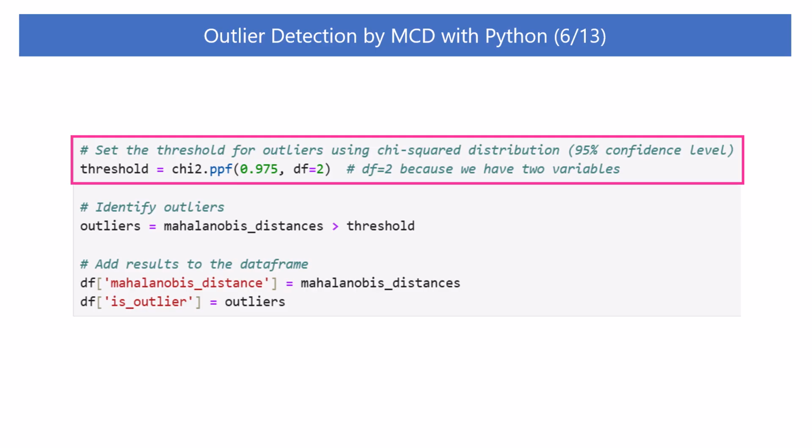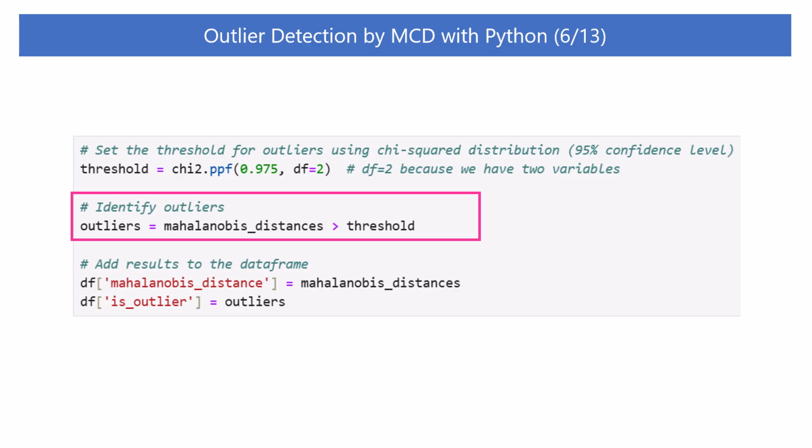df equal to specifies the number of dimensions, that is, the degree of freedom of the data. Here, we use two variables, alcohol and color intensity, so the degree of freedom is 2. This code calculates the upper limit of the 95% confidence interval for the chi-square distribution with the degree of freedom of 2. Specifically, the threshold is 5.991.